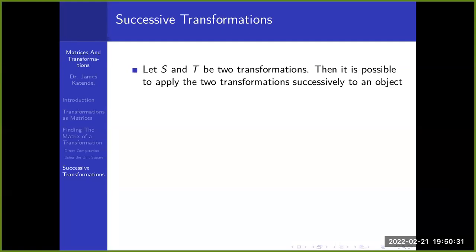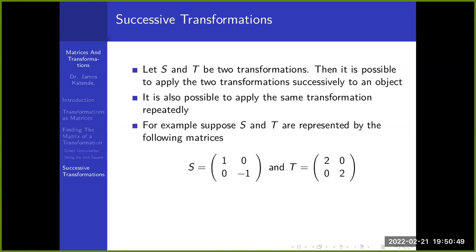Now, if you have two transformations and we call them S and T, then it's possible to successively apply them to an object. They don't have to be two different transformations. You can also keep applying the same one repeatedly. So here we work with these transformations whose matrices are given by S and T, and see what happens when we have successive transformation.